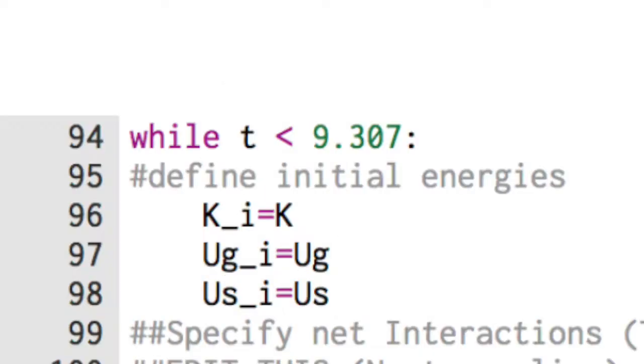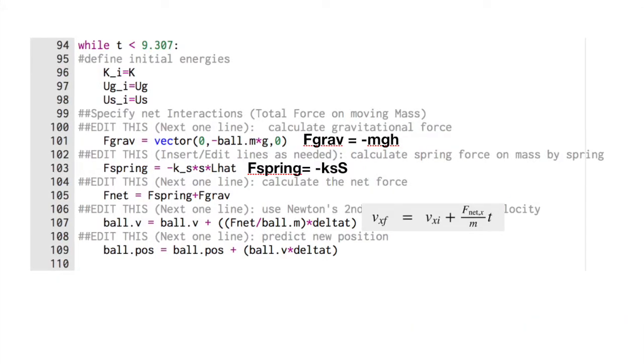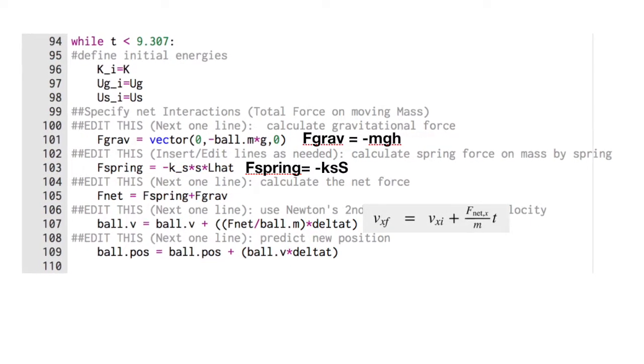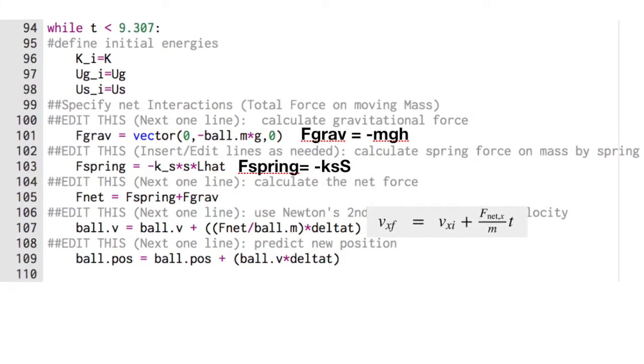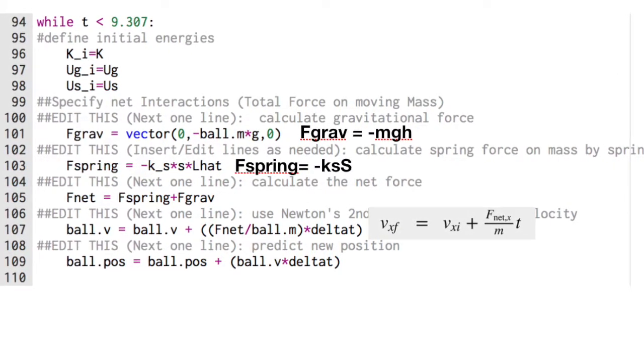Now entering the while loop, we set t to be less than 9.307 seconds, the final time observed, and define the initial energies, which we calculated before, and will use later on when finding the overall energy change. Next, we calculate the net force as the gravitational force plus the spring force, and then use Newton's second law to predict the new velocity and position at each time interval.